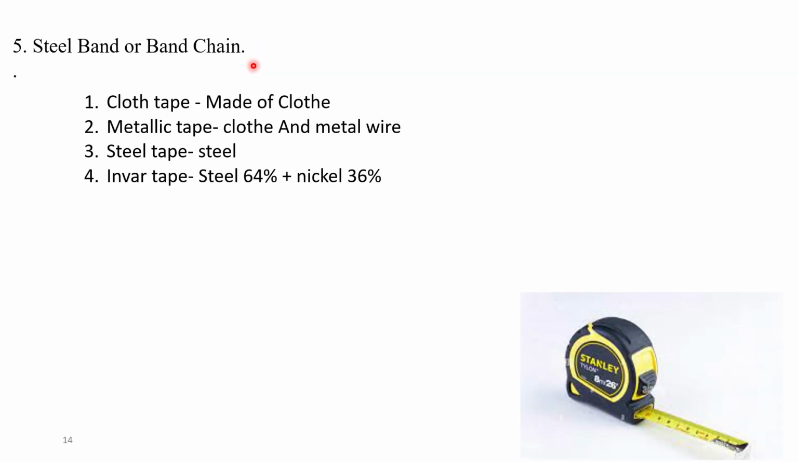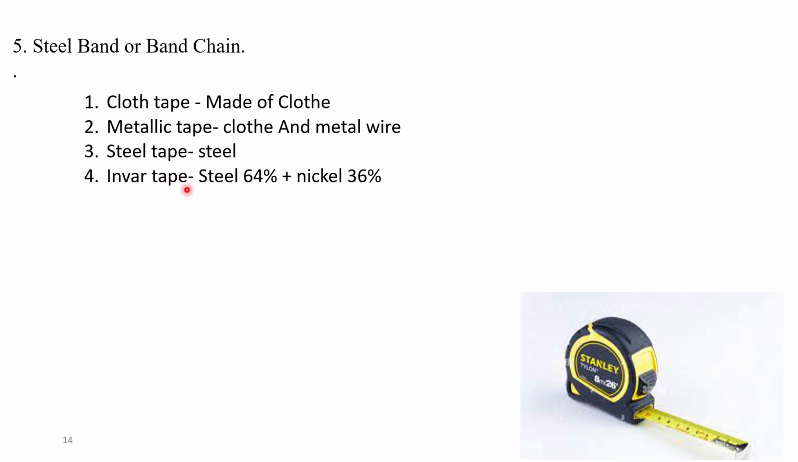After that, there are steel bands or tapes. First of all, there is cloth tape, which is made of cloth. Second is metallic tape. Metallic tape is made of cloth, but it is reinforced, meaning strengthened, with fine steel wires. Steel tape is made of steel. And the fourth one is invar tape.